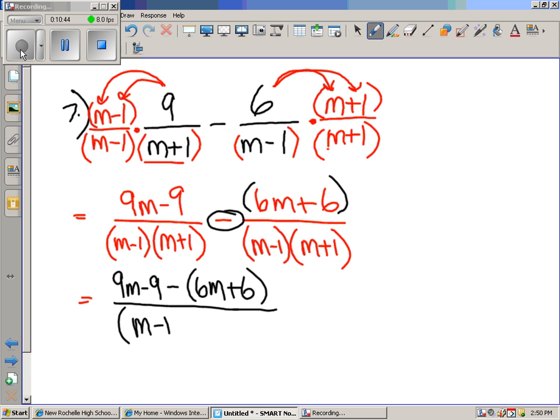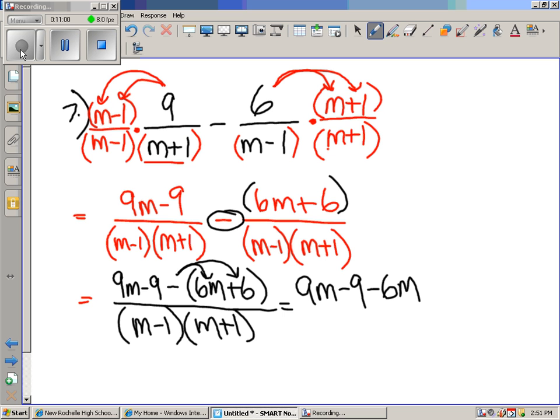m minus 1, m plus 1 equals, so here we're going to distribute the negative, right? You're going to get 9m minus 9 minus 6m minus 6 all over m plus 1 and m minus 1.